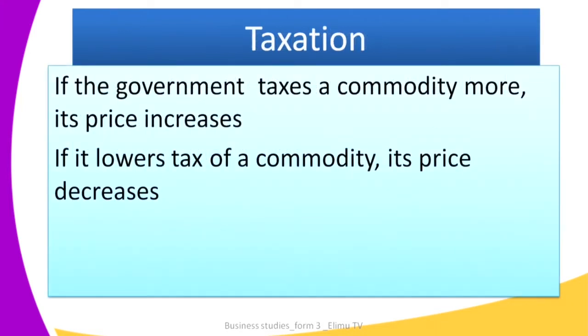The other way that the government can affect the price of a product is taxation. Taxation is whereby the government taxes a commodity. So the government has that power of taxing a commodity more. And when a commodity is taxed, definitely its price increases or it becomes more expensive. When the tax is reduced, its price goes down.